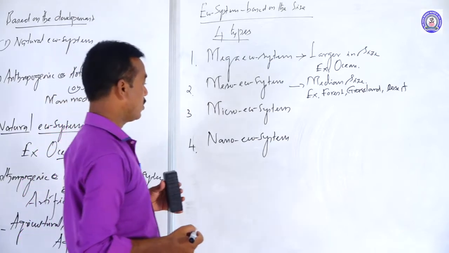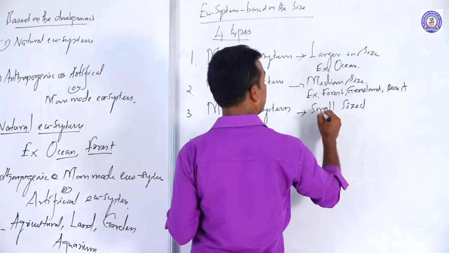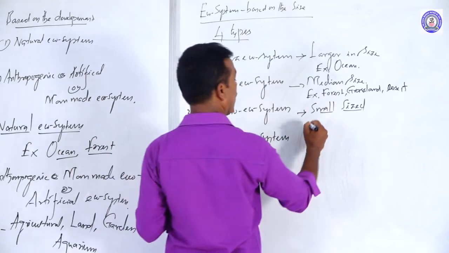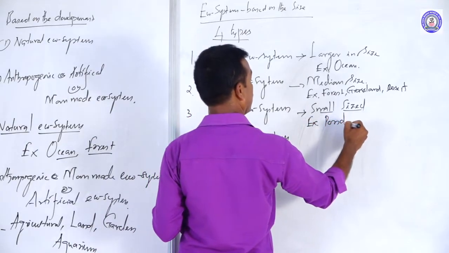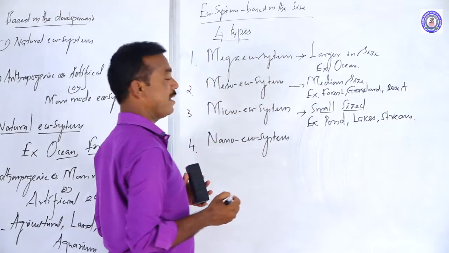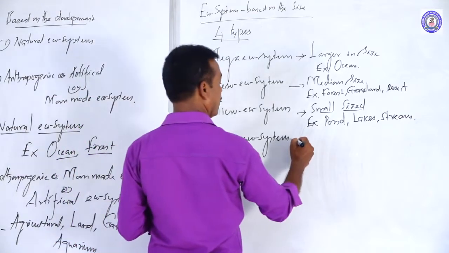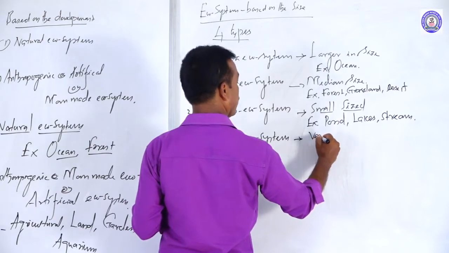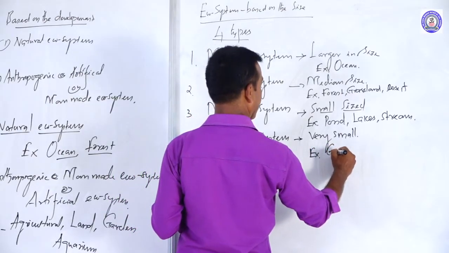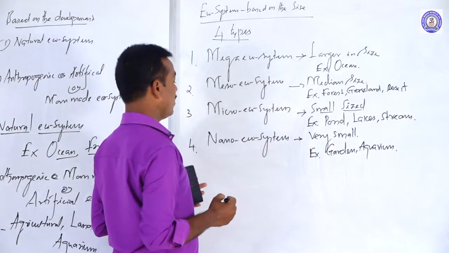The third one, micro ecosystem. The ecosystem is of small size. The small size ecosystem that can be adapted to the environment is called micro ecosystem. What are the examples? Pond, lakes, then streams. Those are all examples of micro ecosystem. The last one, nano ecosystem. Nano ecosystem is the ecosystem that is very small. Examples: garden and aquarium. Those are all examples of nano ecosystem.